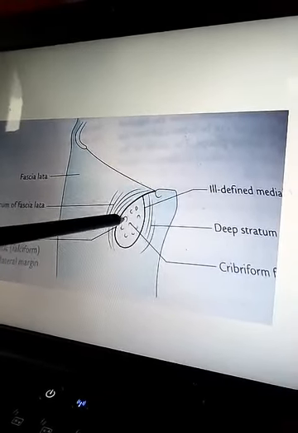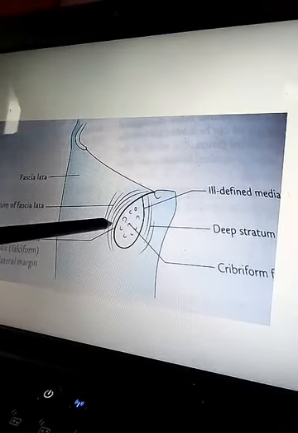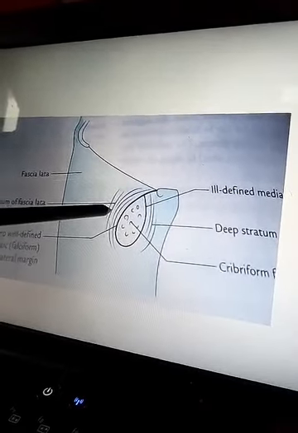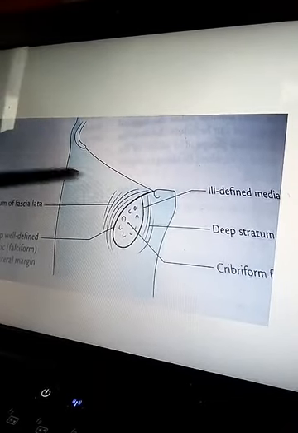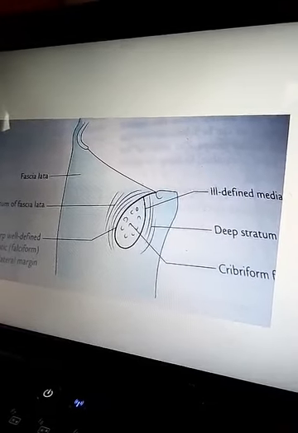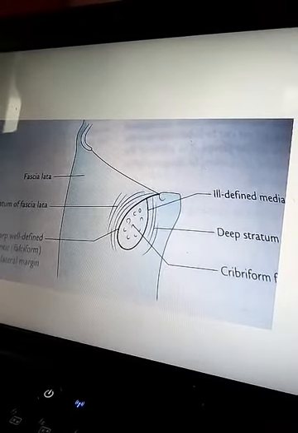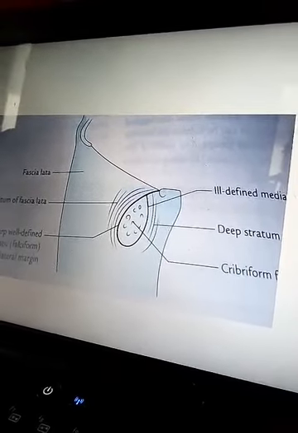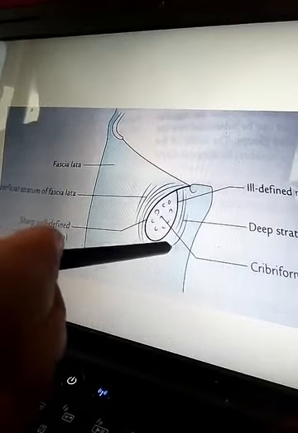The opening is bounded inferolaterally by a sharp crescentic margin. It is formed by the superficial stratum of the deep fascia, which lies in front of the femoral sheath. The medial margin of the opening is ill-defined and is formed by the deep stratum, which lies at a deeper level and becomes continuous with the fascia overlying the pectineus.